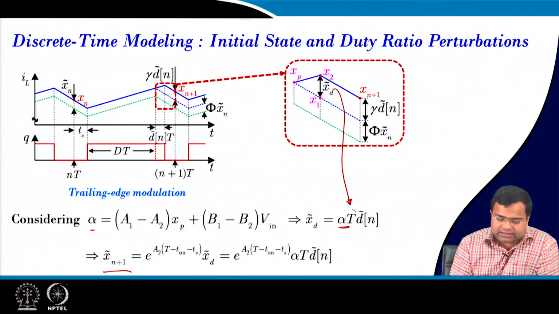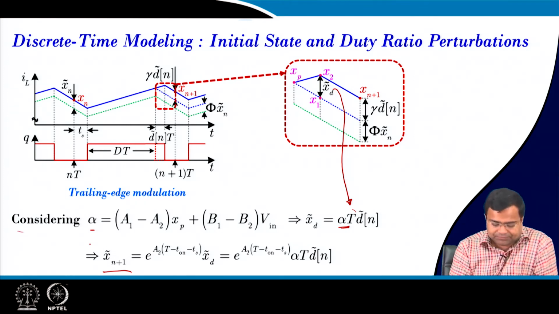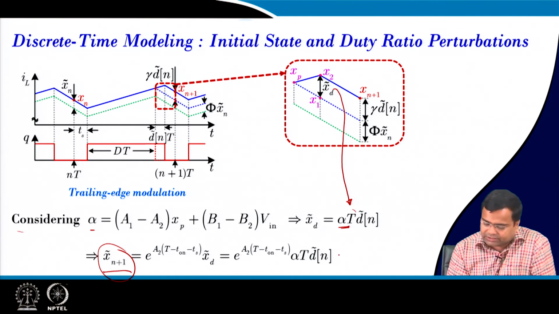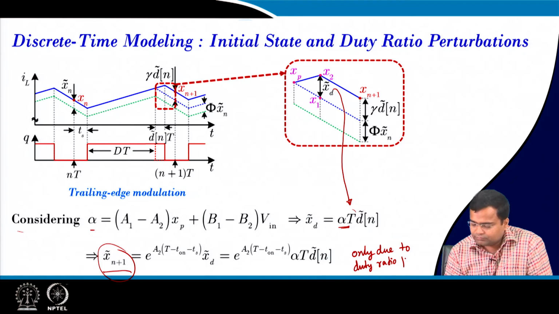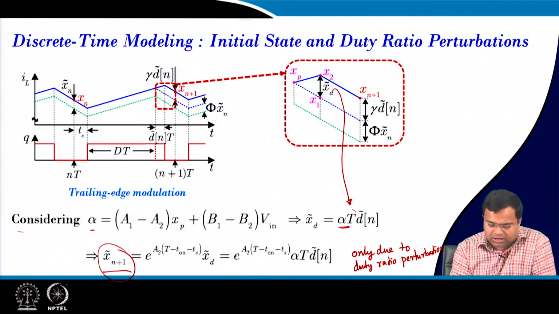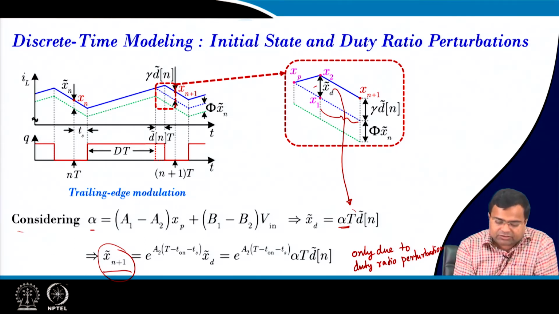So, if you only consider the duty ratio perturbation, then x n plus 1 perturbation is only due to duty ratio perturbation. If you only perturb the duty ratio, then it will cause a perturbation deviation in the state x d, and this state will propagate through the rest of the interval. And what is the interval time? So, you see the effect is coming here. So, you are talking about this.